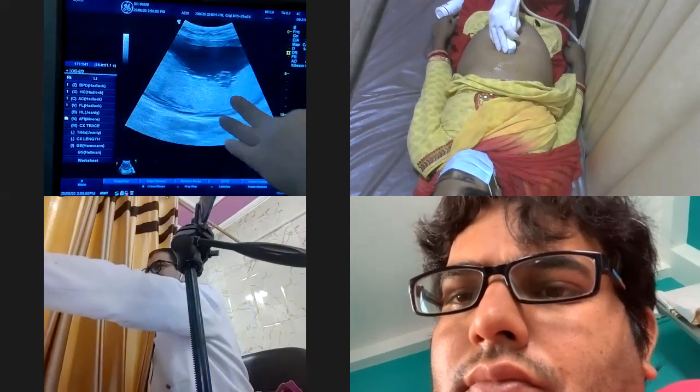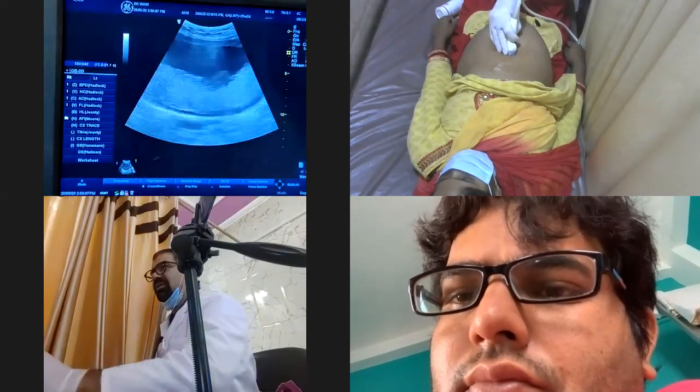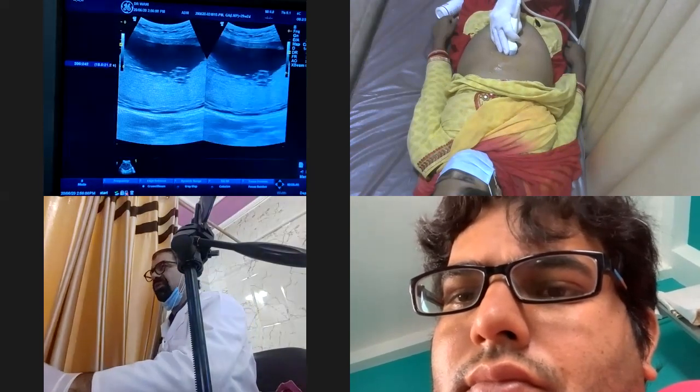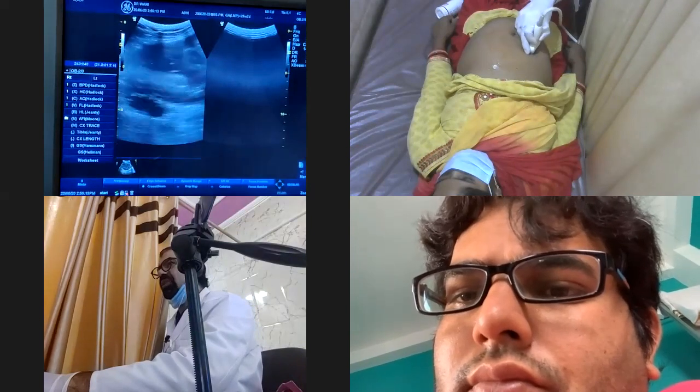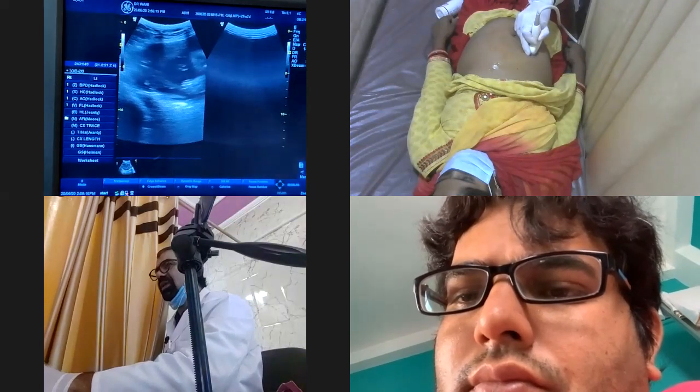This is the placenta. This is the amniotic fluid over here. Now, how to measure the amniotic fluid? We have to take the 4 quadrants, and sum up all the quadrants, whatever we are seeing.